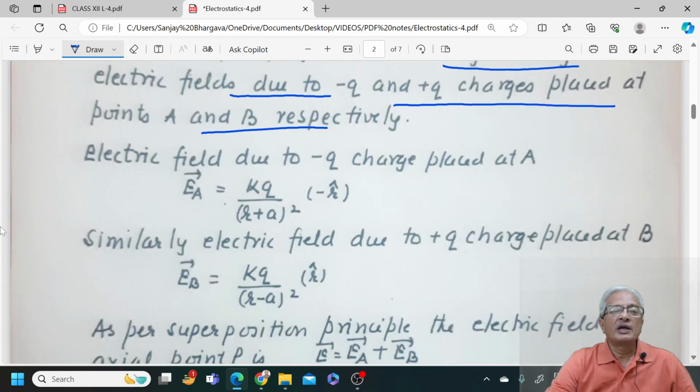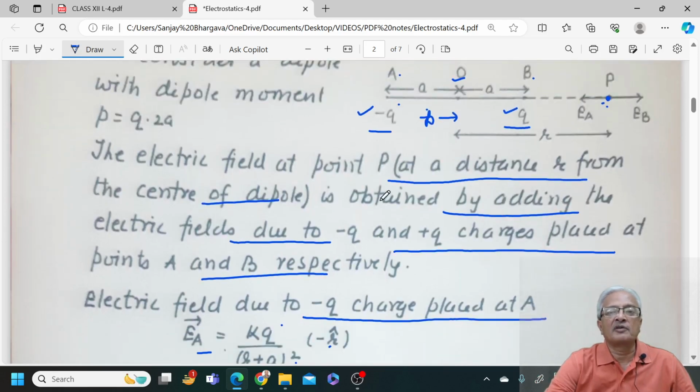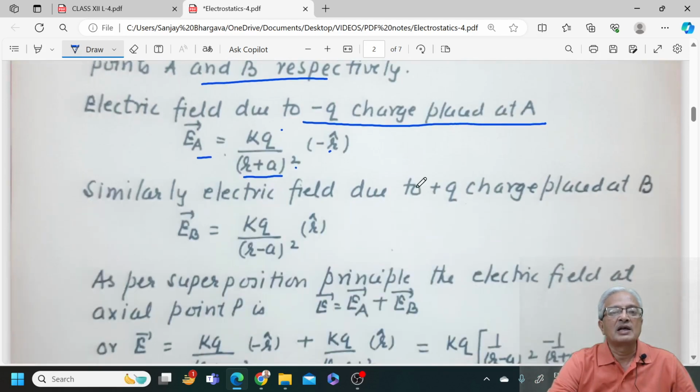So here we have the electric field due to the negative charge which was placed at A. The electric field due to the charge at A would be equal to kq upon (r plus a) whole square. The direction of the electric field would be minus r cap. A negative charge has an electric field towards the charge, so that electric field is in the negative direction. So minus r cap, that is what we see here.